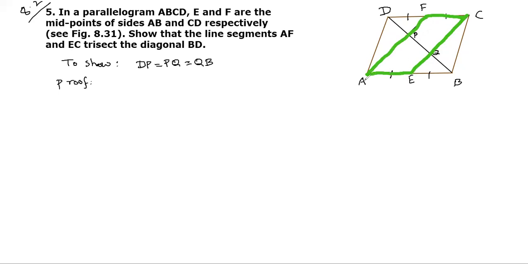As you have seen that AB is parallel to DC, so this AE part will be parallel to FC. And also AB is equal to DC, half of AB, so AE is equal to FC and AE is parallel to FC, therefore it is a parallelogram. So like this, we can prove this.